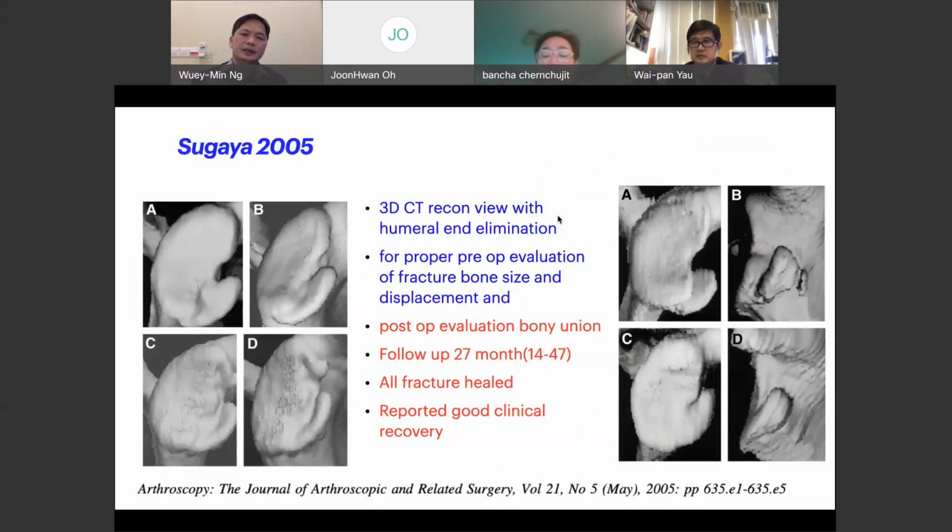And this time they used a 3D reconstruction view to study the pre- and post-op. They followed up for 27 months, and all fractures healed. This is a very encouraging figure, and you can clearly see it on the CT scan.